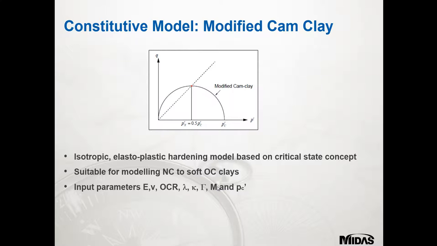So now we look at the modified Cam Clay model, which is applicable mainly for the London area. So focus on the isotropic, elastoplastic, hardening model based on the critical state concept, which is suitable for modelling normally consolidated or over consolidated clays. The parameters are based around the field tests that are carried out. So the lab tests that are generally carried out in practice.